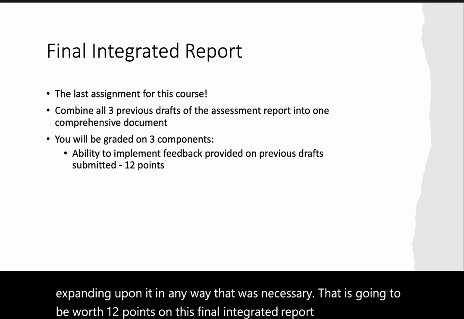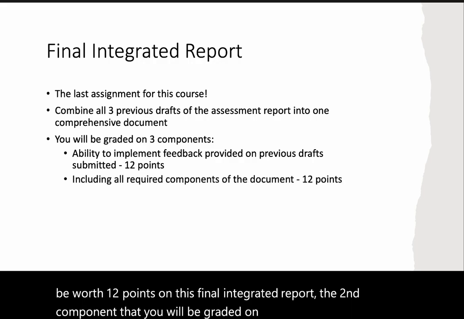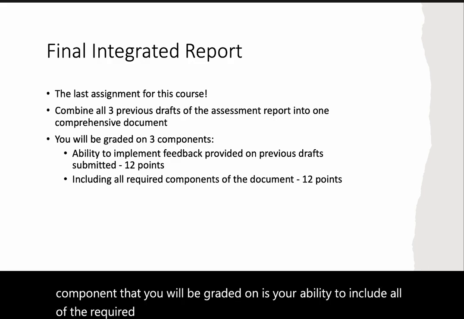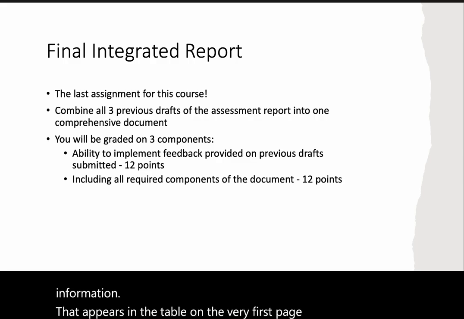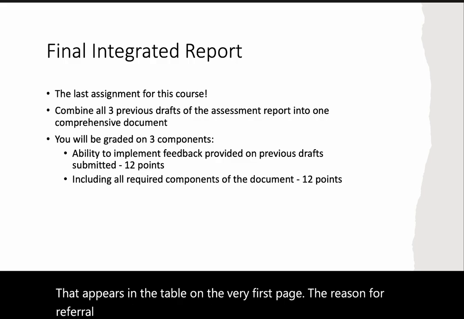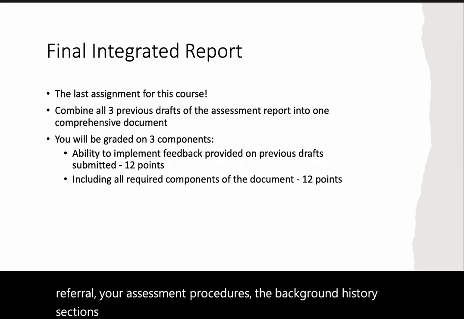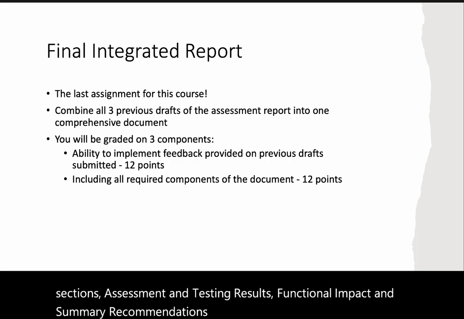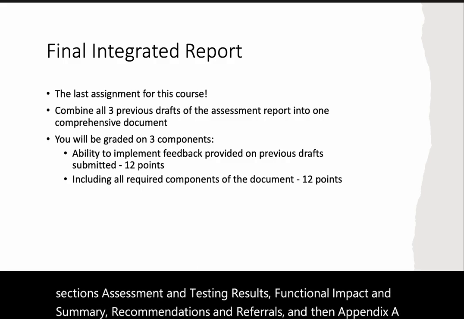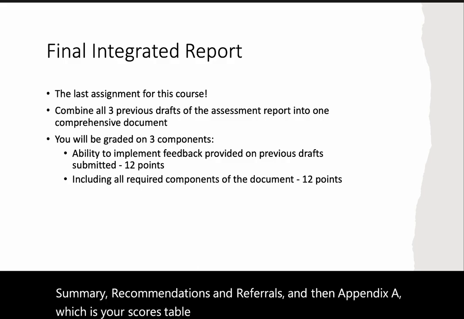The second component that you will be graded on is your ability to include all of the required components of the document. In the final integrated assessment report, that includes the demographic information that appears in the table on the very first page, the reason for referral, your assessment procedures, the background history sections, assessment and testing results, functional impact and summary, recommendations and referrals, and then Appendix A, which is your scores table. That component of this assignment is worth 12 points as well.